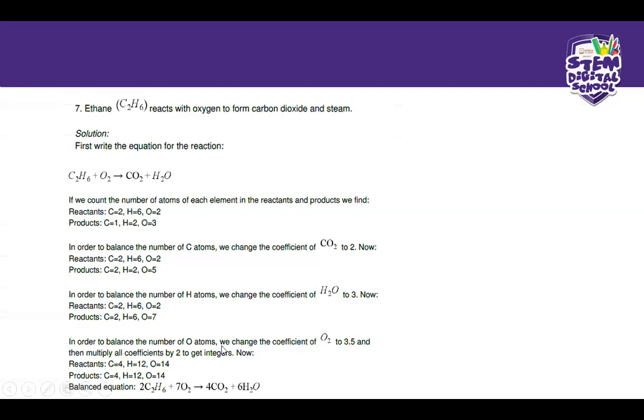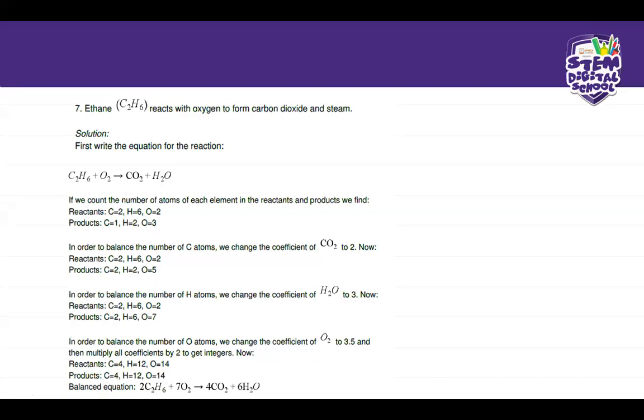So in order to balance oxygen atom, we change the coefficient of O2 to 3.5 and multiply all coefficients by 2 to get integers, okay? So basically, this is one interesting part that I want to show you guys. So first, on the oxygen, we're going to put the 3.5, right? After we put the 3.5, our equation will be balanced. But now we cannot have a fraction, okay? We only work with whole numbers, integers, as they say there.